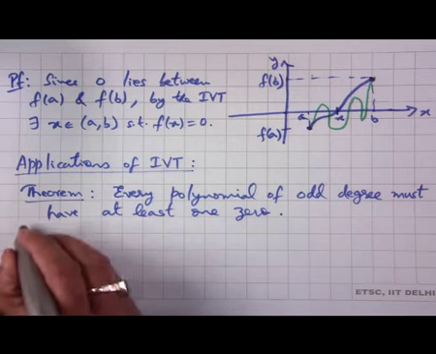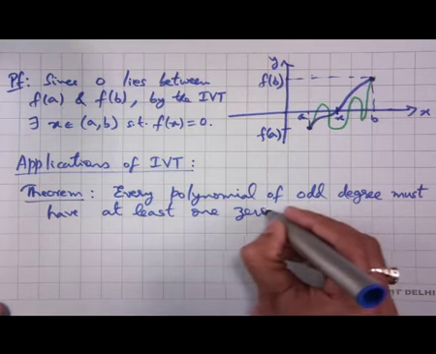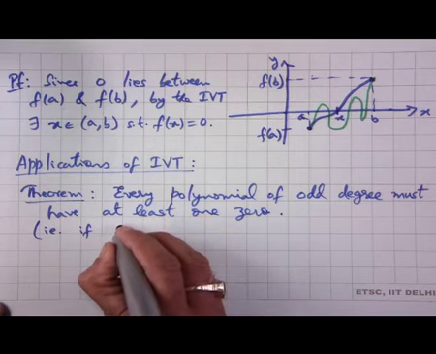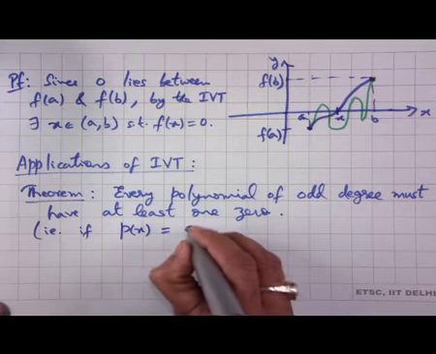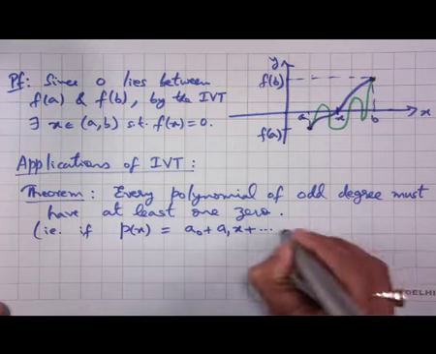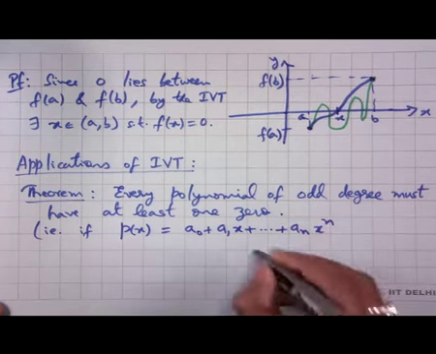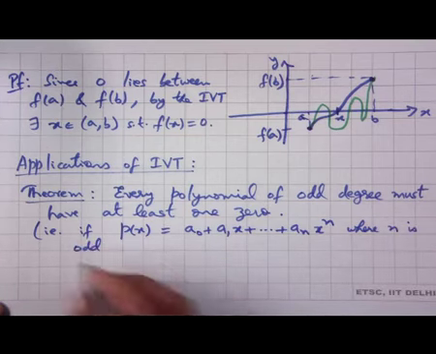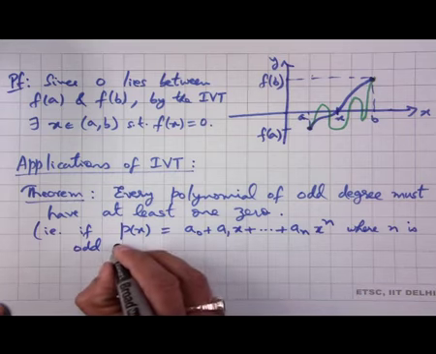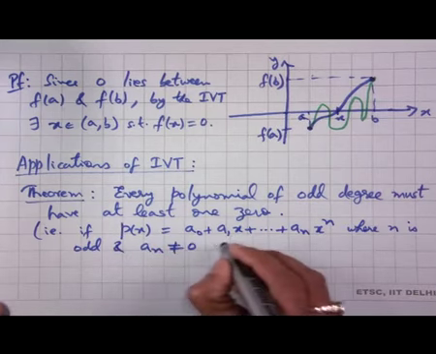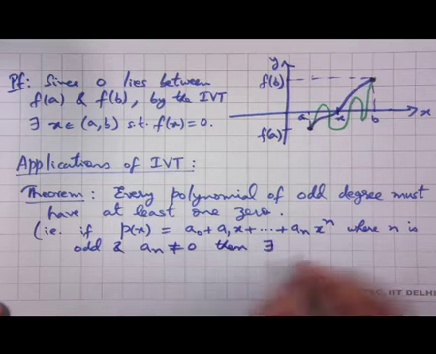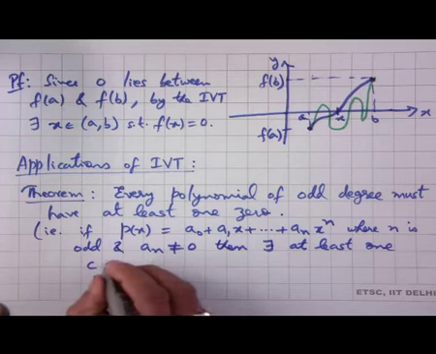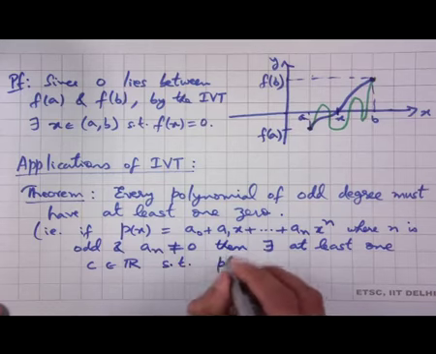Note that is, if p of x is equal to a 0 plus a 1 x plus up to a n x to the n, where n is odd, and a n is not equal to 0, then there exists at least one real number c such that P of c is equal to 0.